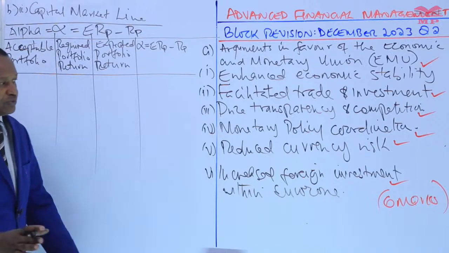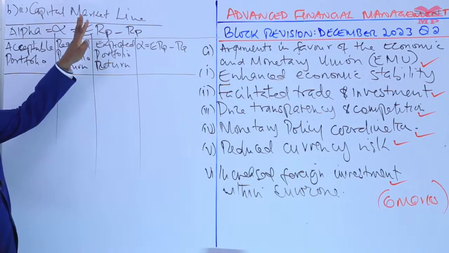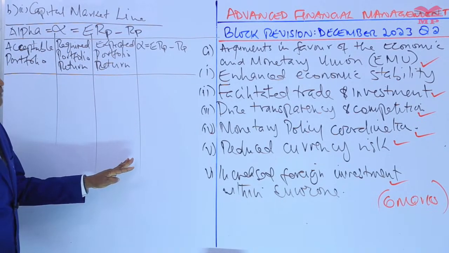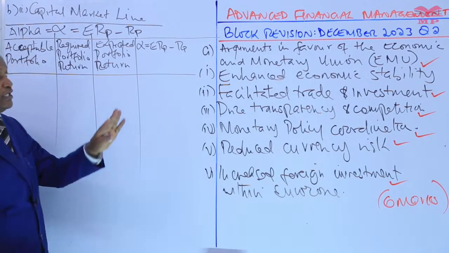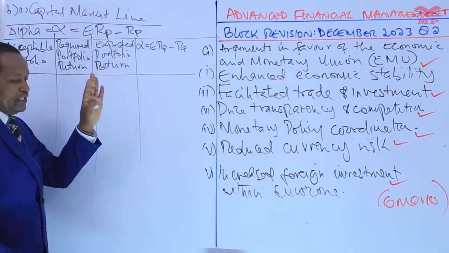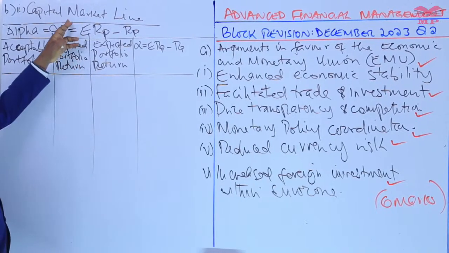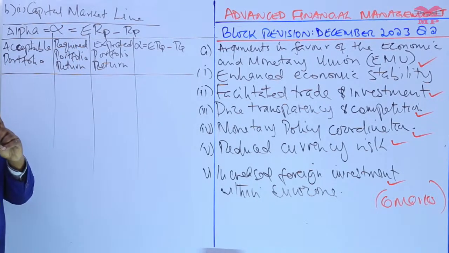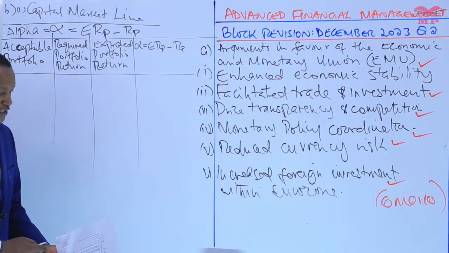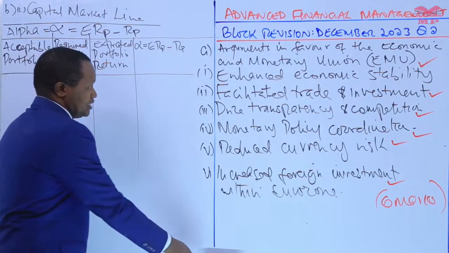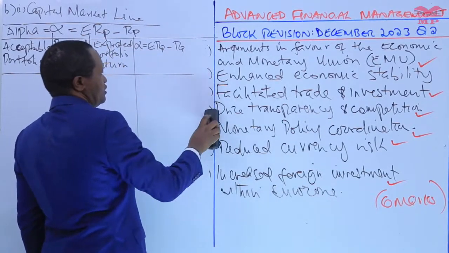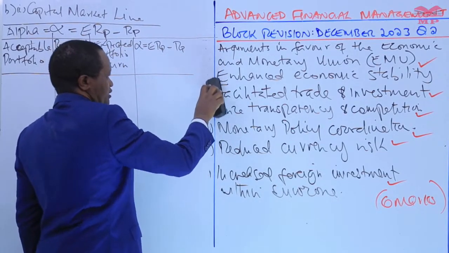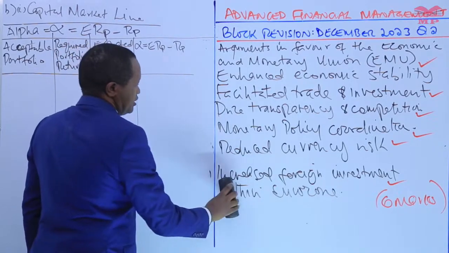So candidates, when faced with such a question, it's important first of all to put down the formula. By formula, I mean the approach. This is the approach we are going to use in answering this question based on the capital market line. Anything else you are going to work out, candidates, are just what we call workings. So we are going to have our workings here.